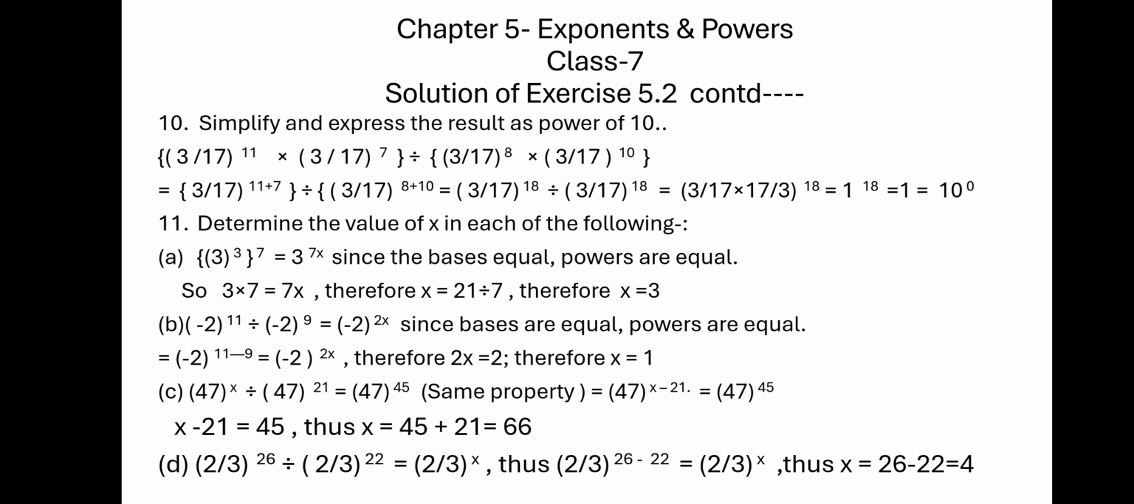C question. 47 raised to the power of x divided by 47 raised to the power of 21 is equal to 47 raised to the power of 45.